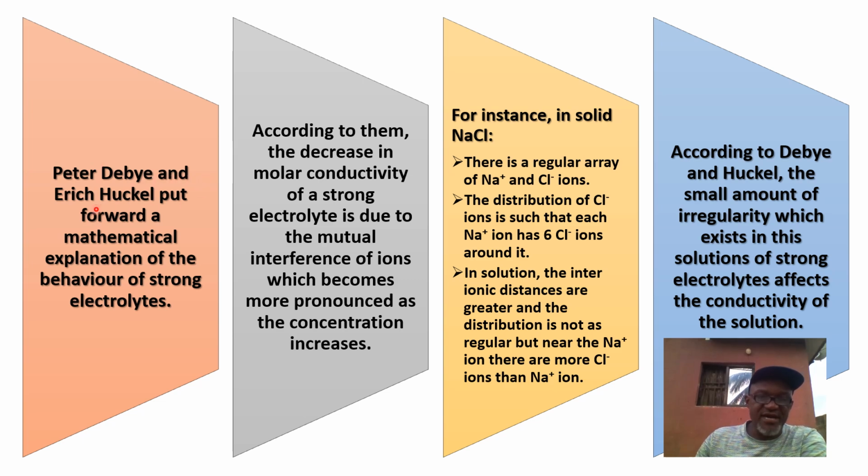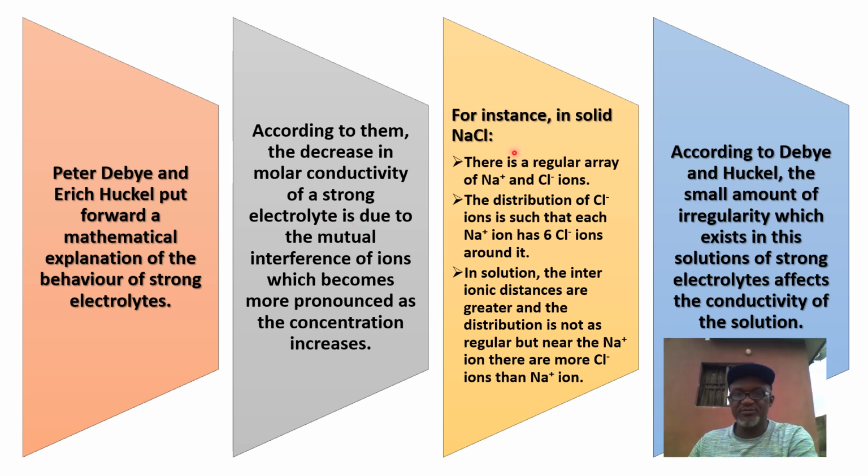Now, Peter Debye and Erich Huckel put forward a mathematical explanation of the behavior of strong electrolytes. According to them, the decrease in molar conductivity of strong electrolytes is due to mutual interference of ions, which becomes more pronounced as concentration increases. So as concentration increases, the number of ions also increases, and then you have mutual interference of the ions.